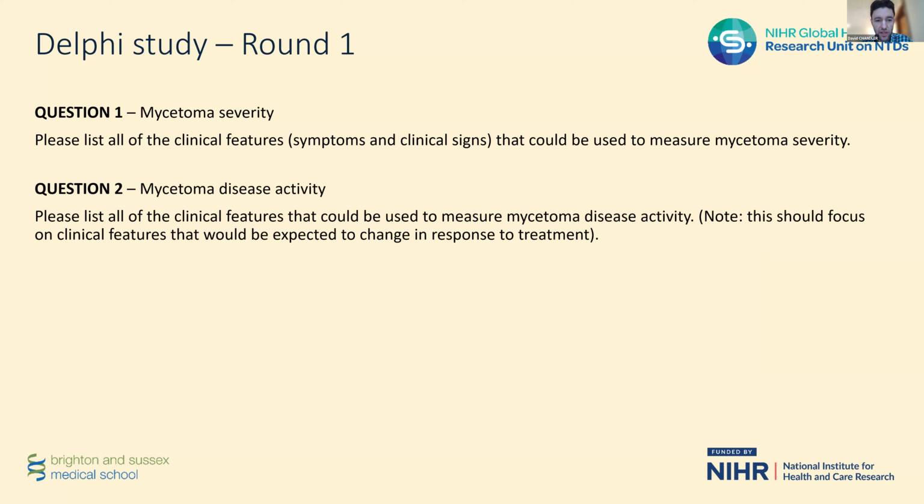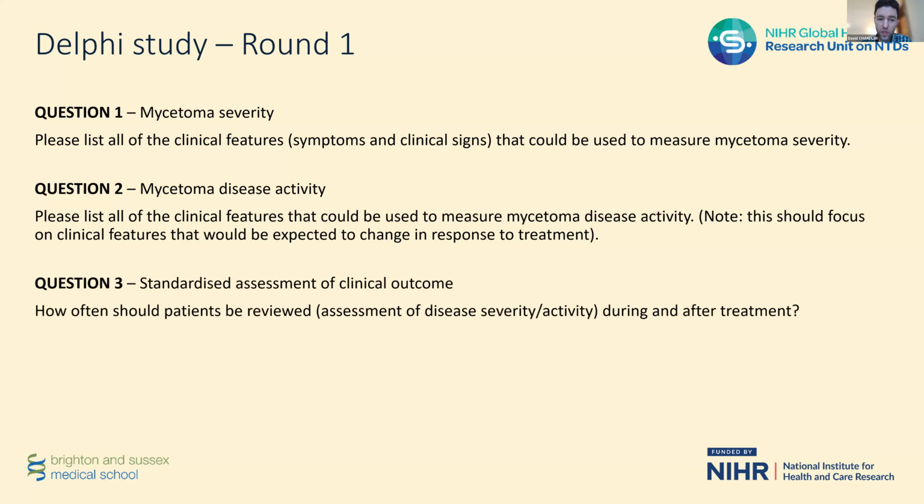Question 2 was to list all of the clinical features again that could be used at this time to measure disease activity. And the focus there was to try to come up with clinical features that you would expect to change, to get better, in response to treatment. Question 3 asked the experts to suggest how often they thought patients should be assessed clinically, so during treatment and after treatment has been completed.